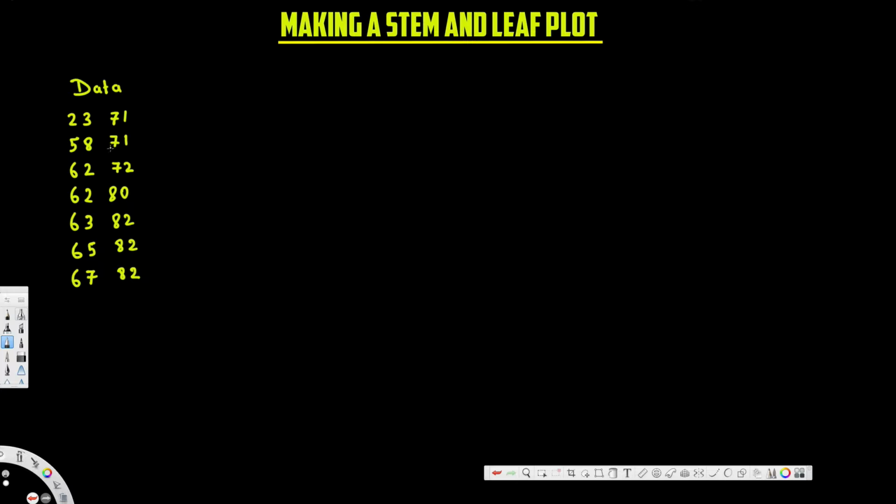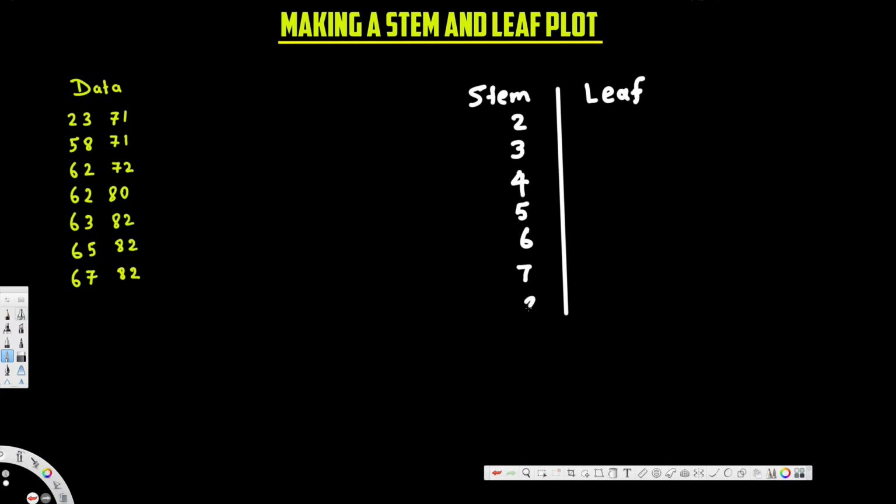Now let's go ahead and make the table for this one. First we are going to divide this into 2 like this. In the first column I am going to have stem. In the second one I am going to write leaf. In the stem we have to write the leading numbers. Now the leading number starting from 2 goes up to 8. So we put 2, 3, 4, 5, 6, 7, 8.